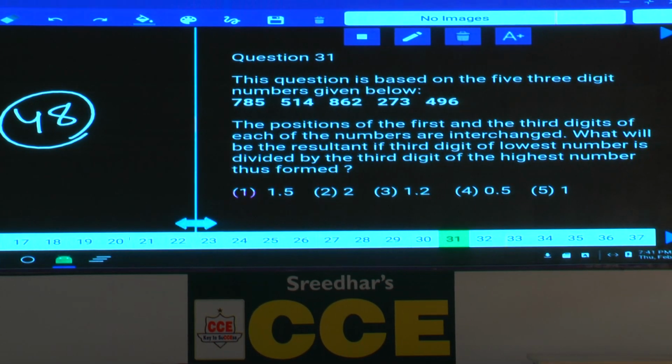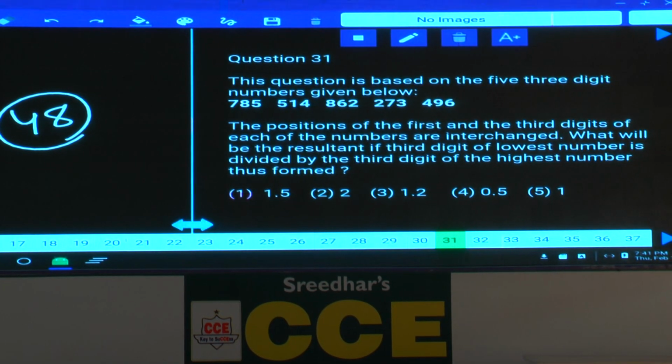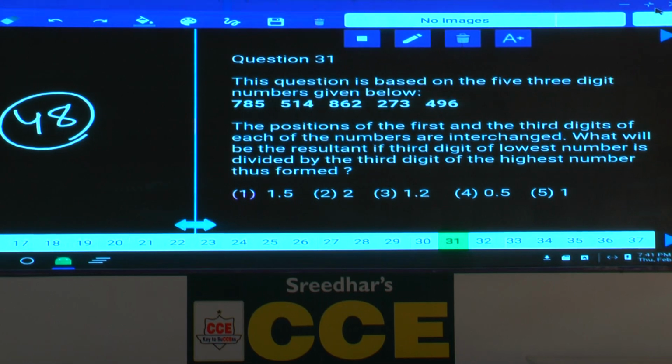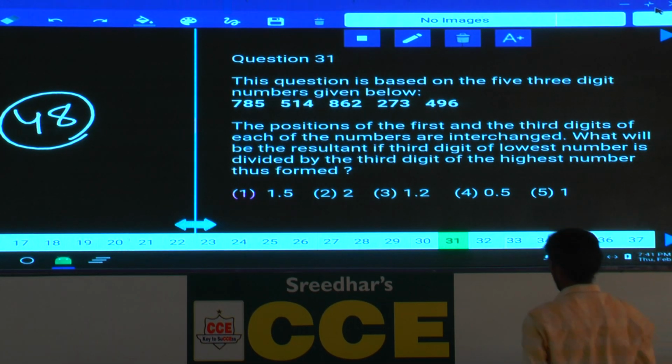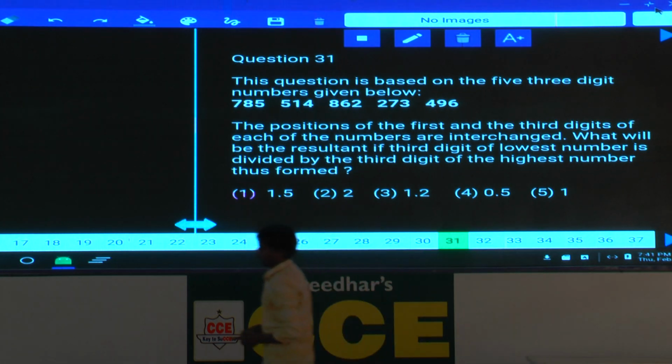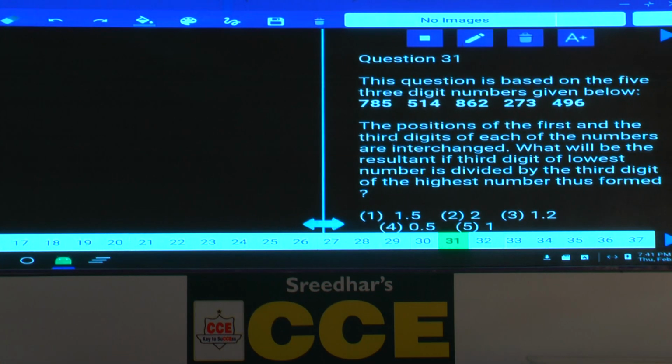Question numbers 31 to 33. Now these three questions are based on a set of numbers. Now in this one, tell me what are the numbers given here?